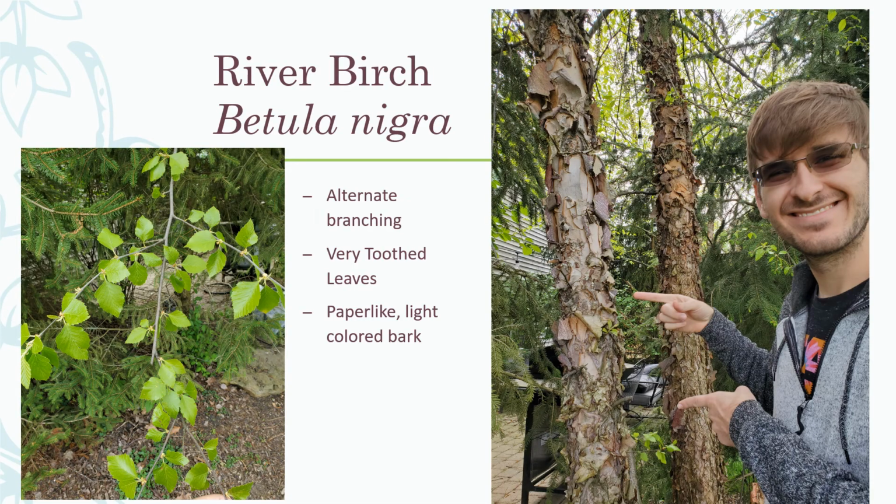Next thing we ended up finding, also in our yard, is a river birch, or Betula nigra. If you look at the branching, it's alternate. I'll draw them in to make them more obvious for you. You could see the alternate branching there. It's got very toothed leaves, and it's got paper-like light-colored bark, and you can see Mr. K right there pointing to its very distinctive bark.